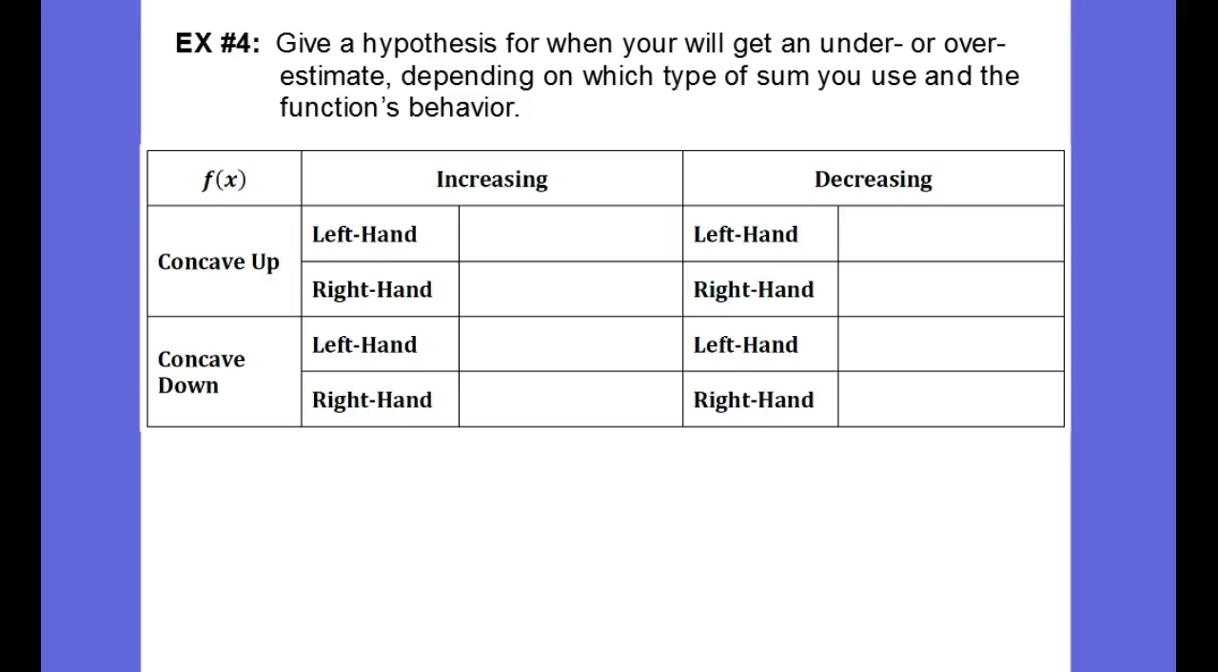So here we have a table in example 4. They want us to give a hypothesis for when we would get an under or overestimate depending upon which type of sum and the function's behavior. So for me, I do like to draw pictures, so I'm going to sketch each of these situations and then think about what's going on in terms of left and right hand functions.